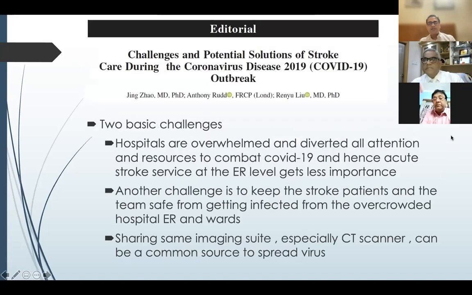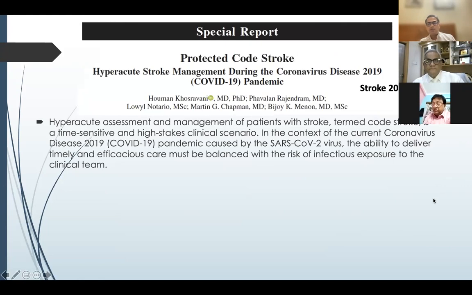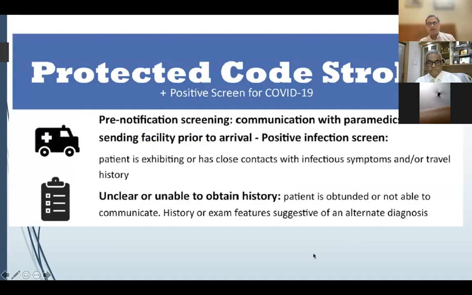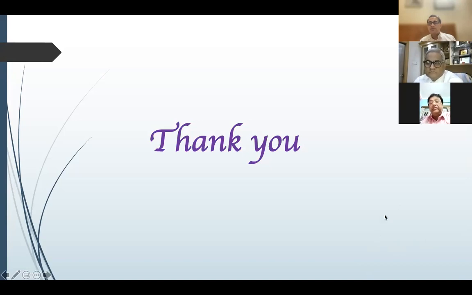And so the basic challenges to maintain the neurological and stroke emergency care during this COVID pandemic, the American Stroke Association has come up with this protected code stroke protocol. I'm not going into the detail of that, just for the sake of your interest, that we are now running this protected code stroke protocol all over the world to manage stroke patients in the middle of a pandemic, to provide them the best of stroke care despite different logistic challenges during this COVID pandemic. So thank you very much for your attention.